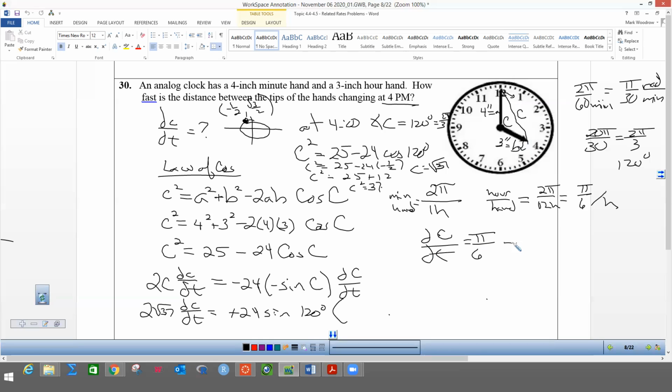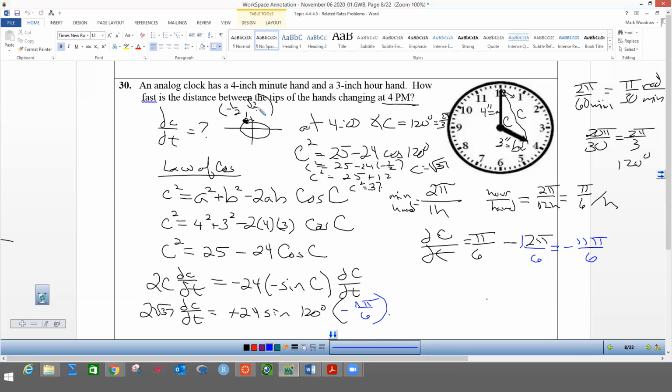It's going to be pi 6 minus 2 pi, because this thing is moving faster. This distance is getting shorter. So if I get a common denominator here by multiplying this thing by 6 over 6, that gives me 12 pi over 6, which gives me -11 pi over 6. In other words, this distance right here is getting shorter by that much per hour. So we're going to put over here -11 pi over 6.